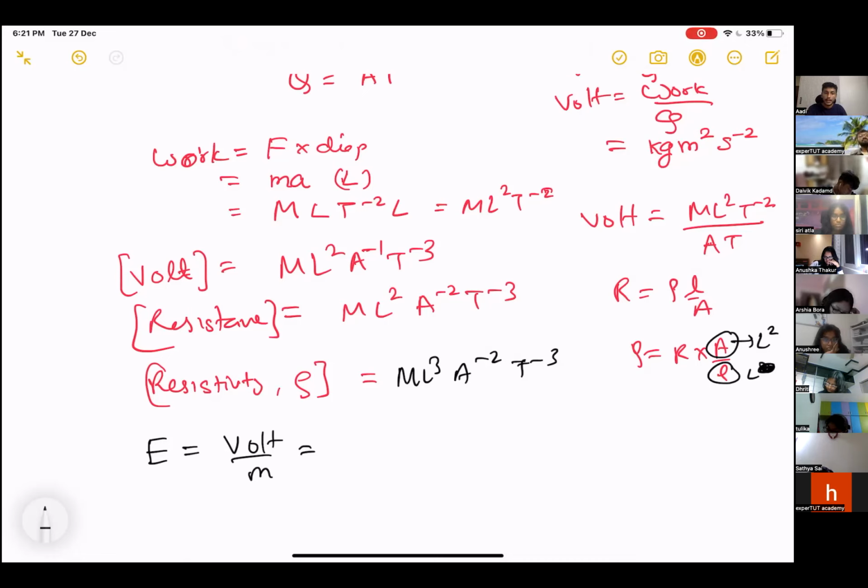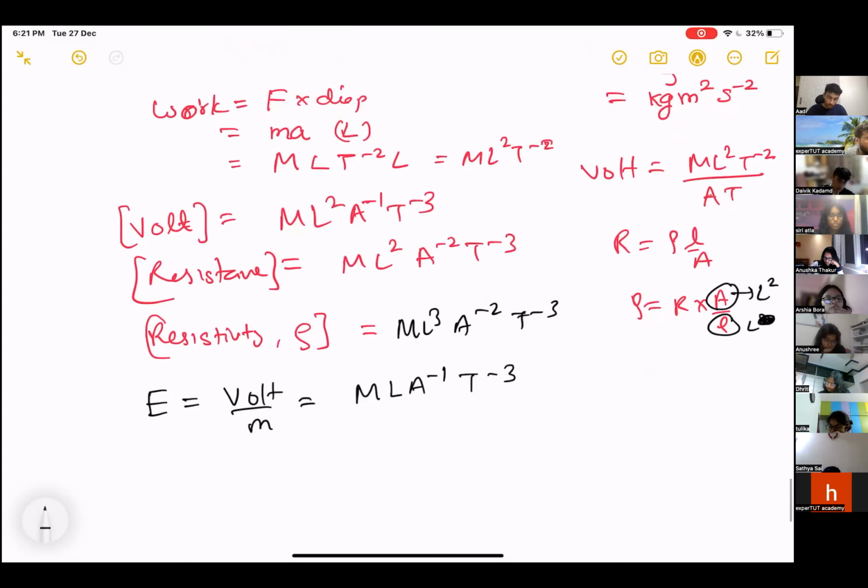M minus 1, T minus 3. M, फिर जोर से बोलो। M L A minus... ये होगा ना, जस्ट डिवाइड बाय एल। ठीक है, इलेक्ट्रिक फील्ड हो गया। और क्या है इसमें?